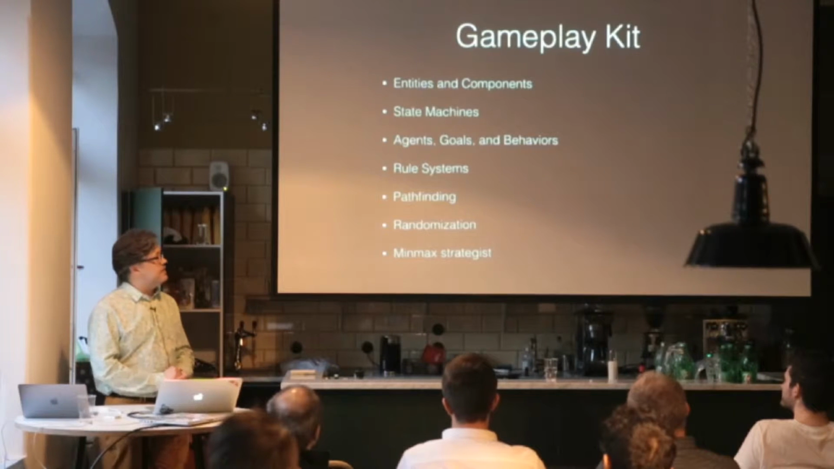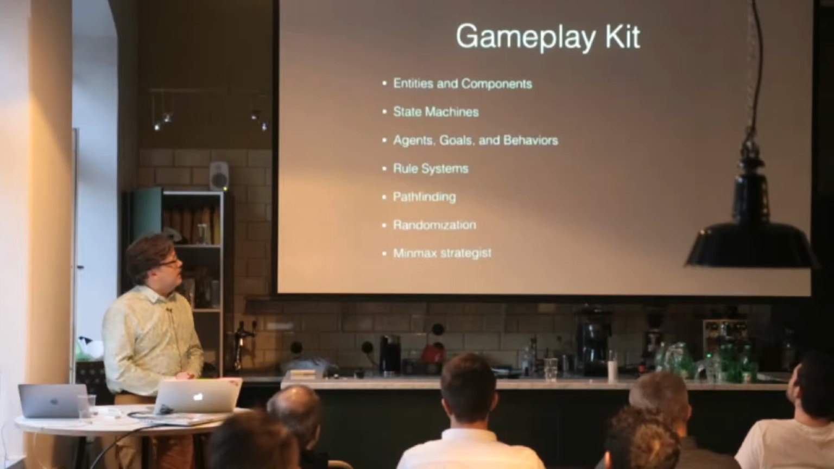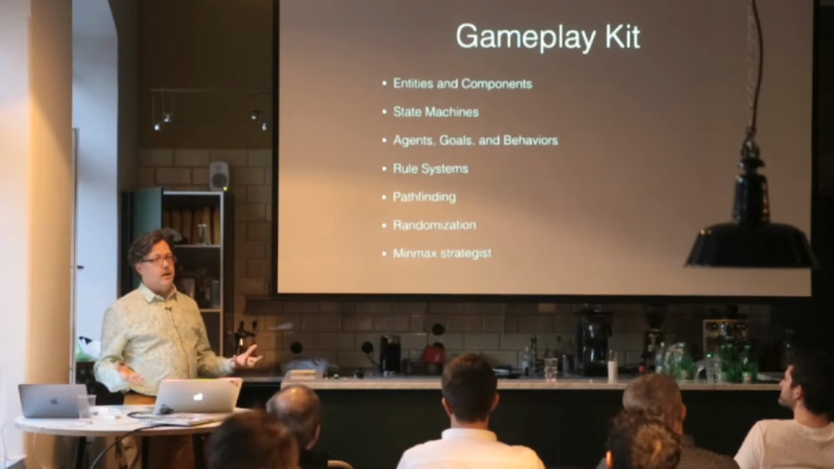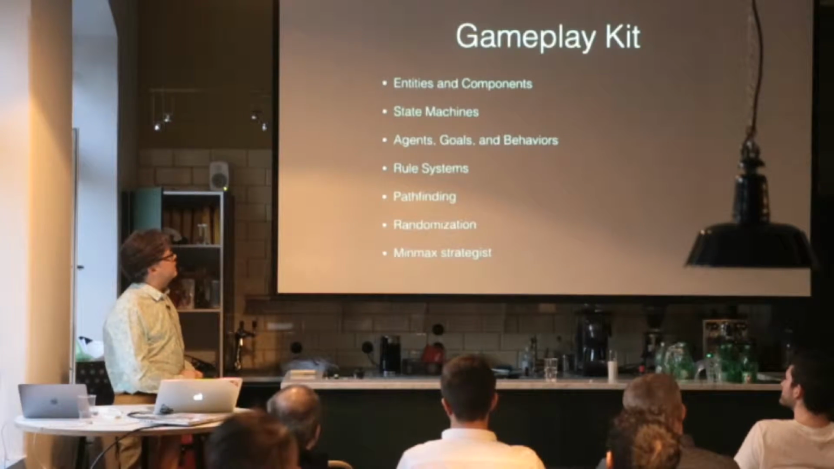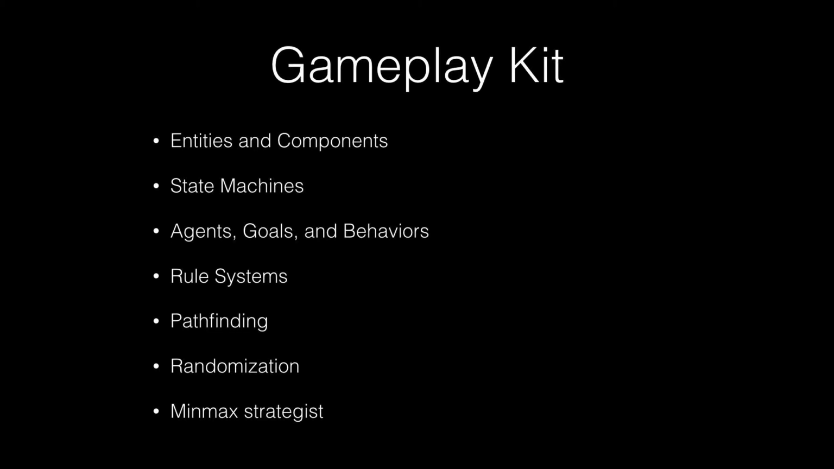It's got 7 different components. I'm not going to cover all of these in this talk today. It's not really quite enough time for that. So there's this thing called entities and components. There are state machines, there are agents, goals, and behaviors, there are rule systems, there's pathfinding, there's some randomization stuff, and there's this thing called the min-max strategist. I'm going to try and cover the first 4 of these, but not get to all of them.